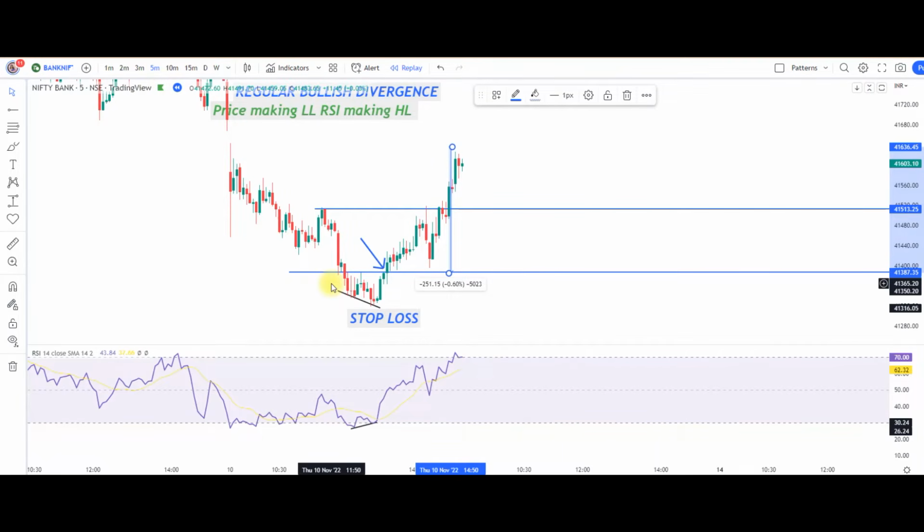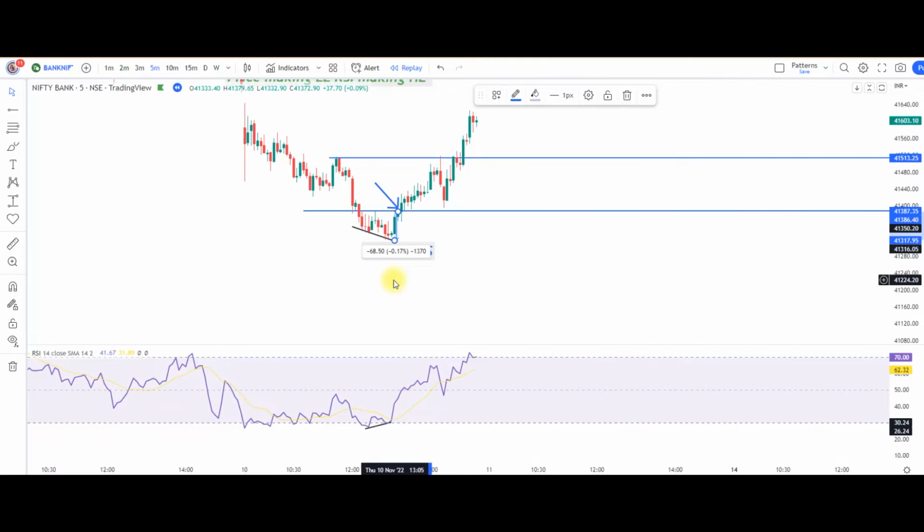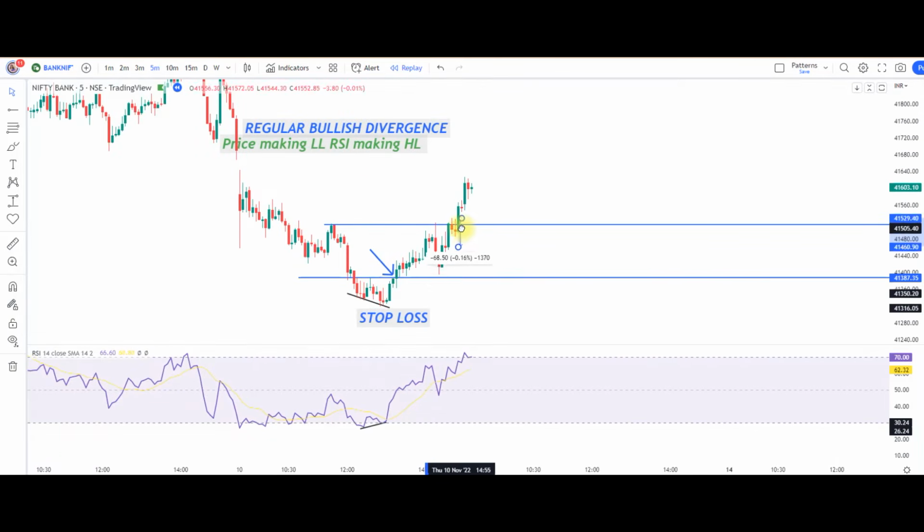So the 5 minutes time frame we will choose for intraday. So for intraday traders, we got a nice reward. And the stop loss is also very minimal here. So with the stop loss of 60 points, we got the target of 250 points in BankNifty. That is 1:4.